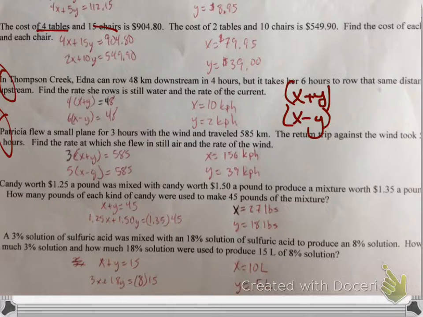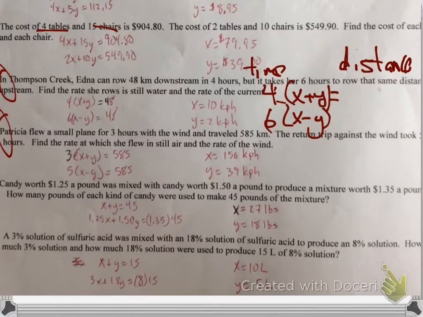How far you go upstream, remember, time in front, distance in the back. Keep that in mind. So time goes here in the front, distance goes here in the back. Now, if the times are different, I would give you this tip. The shorter time usually goes to the one with the plus.